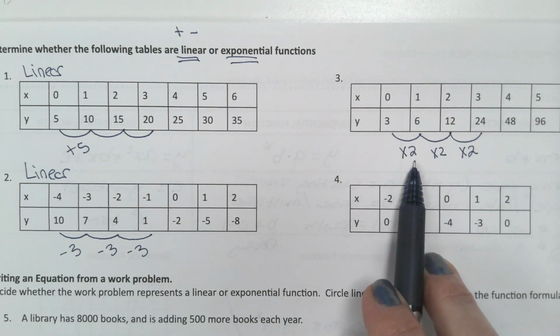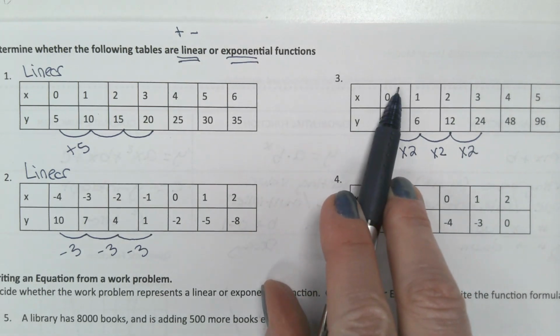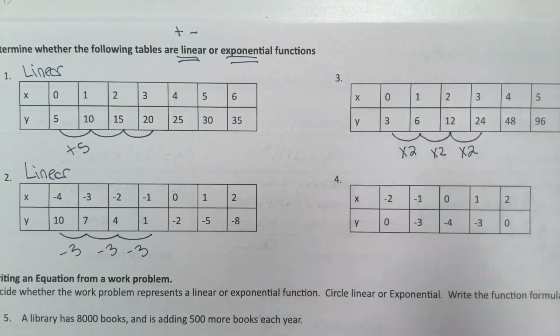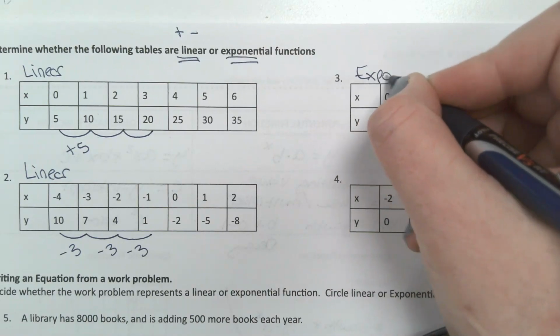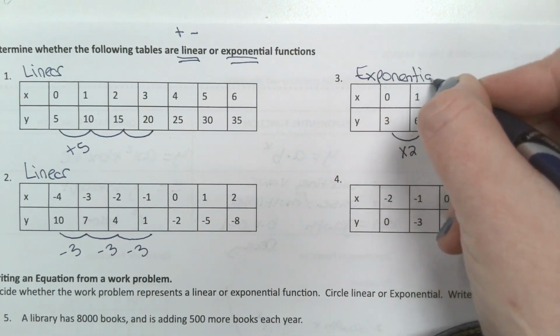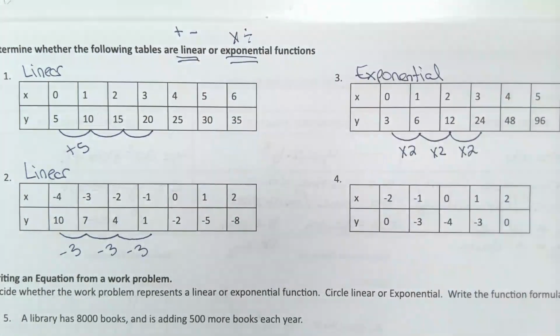If you are going to multiply to get to the next number, what does that make this function? Linear or exponential? This makes this an exponential function. So exponential is when you are going to multiply or divide to get to the next value. What is 4? Linear, exponential, neither.